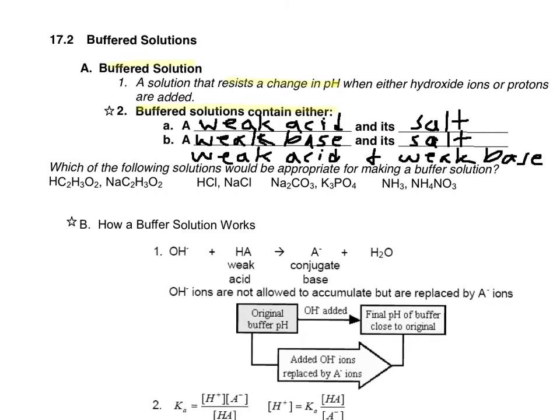The first thing you want to be able to do is identify whether or not you're dealing with a buffer solution. It's very common on multiple choice questions for them to give you a bunch of solutions and ask you which one's the buffer. So let's take a look at an example of this. Here we have a weak acid, acetic acid, and we have a salt made from the anion of that weak acid, sodium acetate. So this is a great example of a buffer solution.